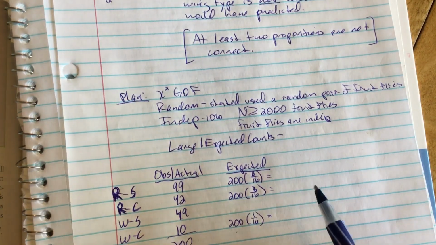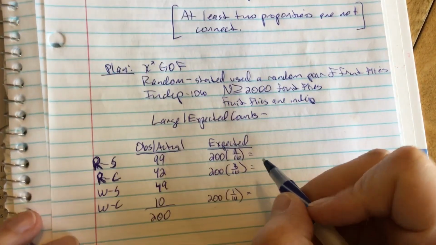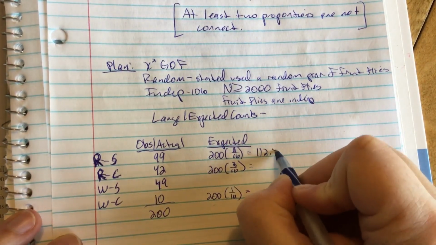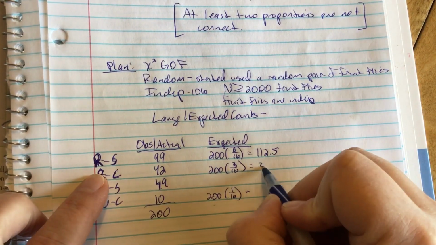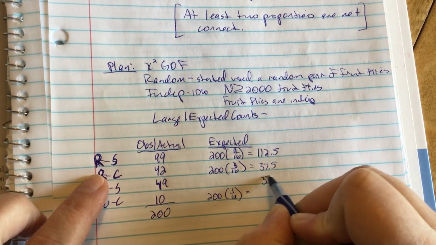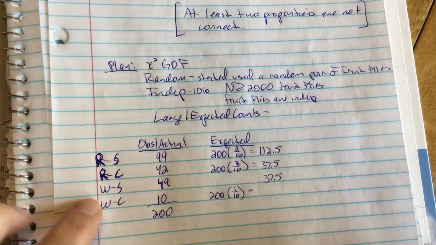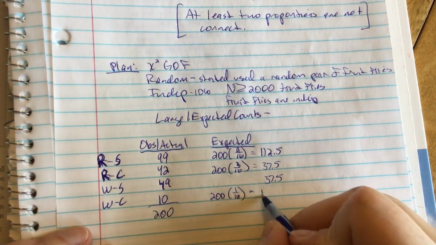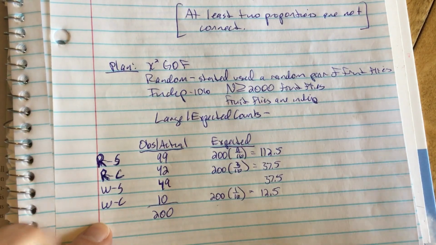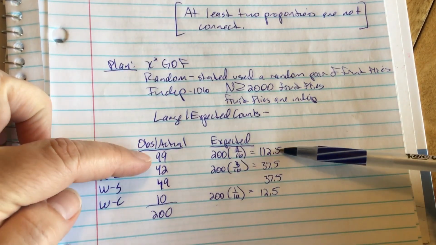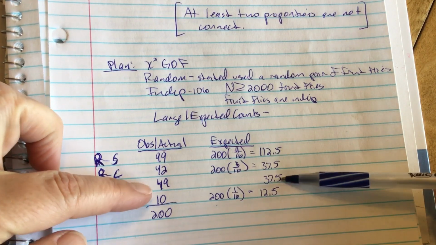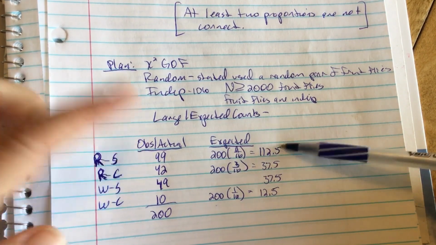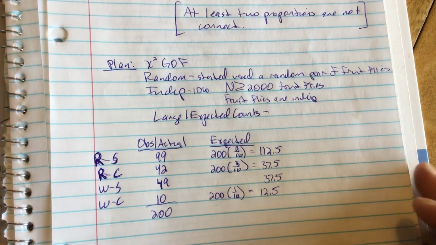So what I would expect, throwing that in the calculator, I would expect 112 and a half RS's, red and straight, 37 and a half each of red and curly and white and straight, and then 12 and a half of white and curly. So I look at these, that looks close. These look a little off. I don't know. Are they close? Whatever. We'll let statistics determine it.